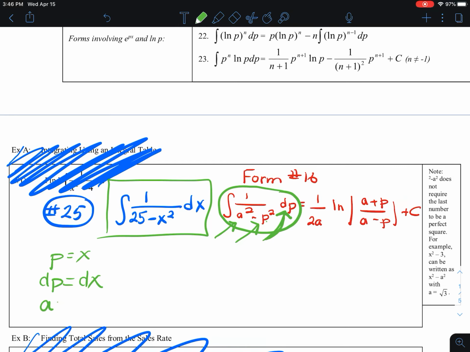And then the a, remember this is an a squared here, that would be a 5, so that after I square it, it's going to resemble the 25. So I'm going to make those 3 substitutions into the left side of the formula here.